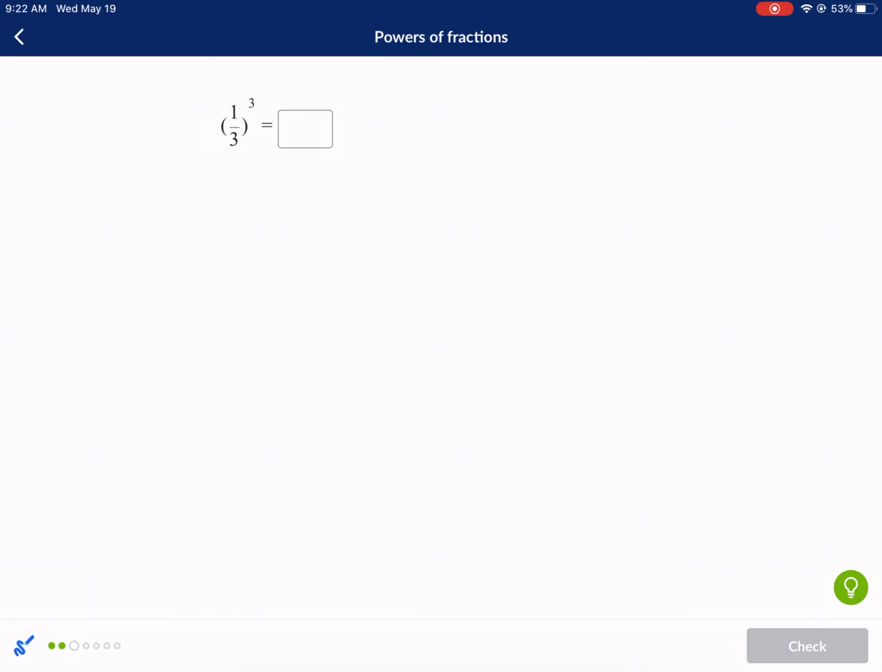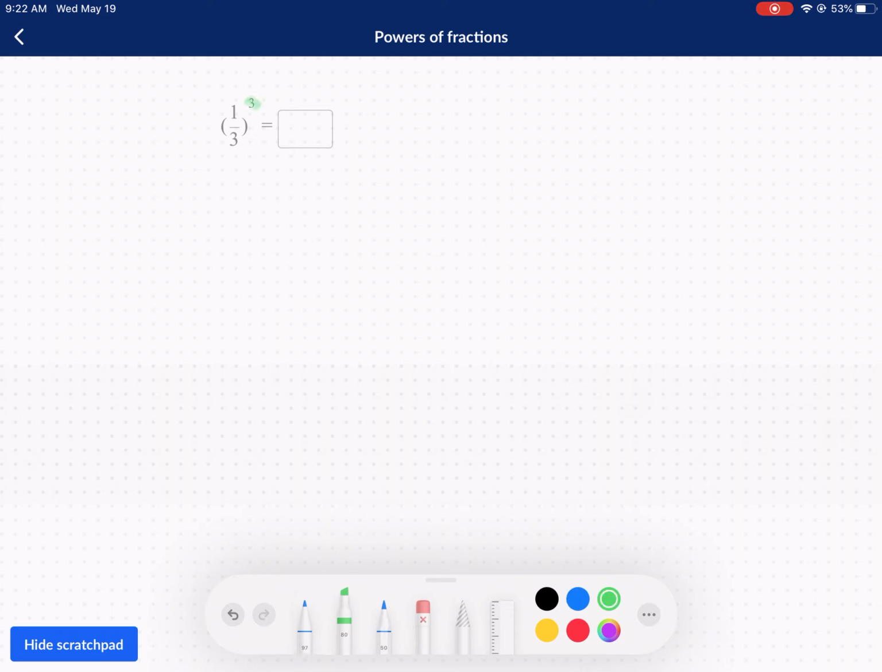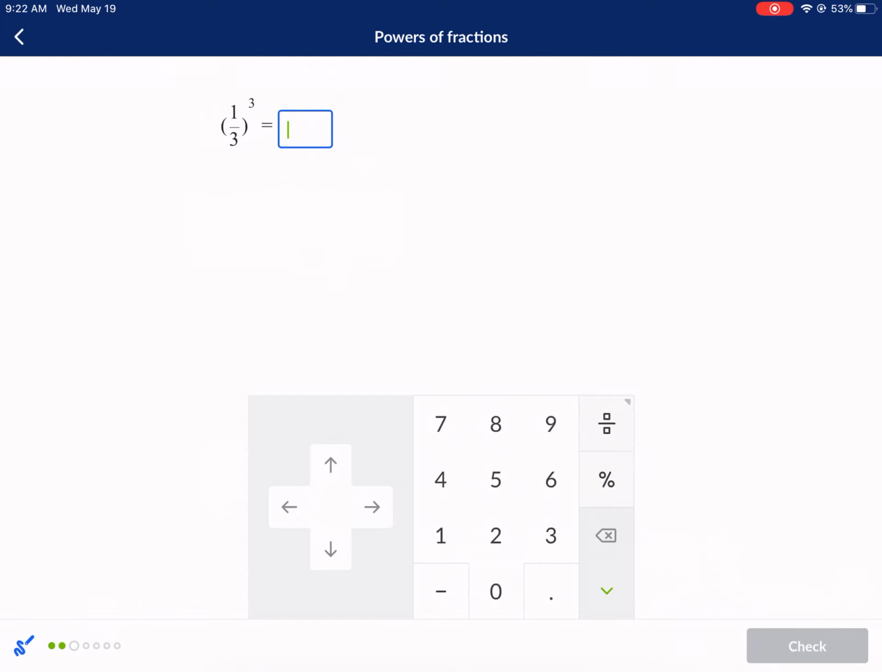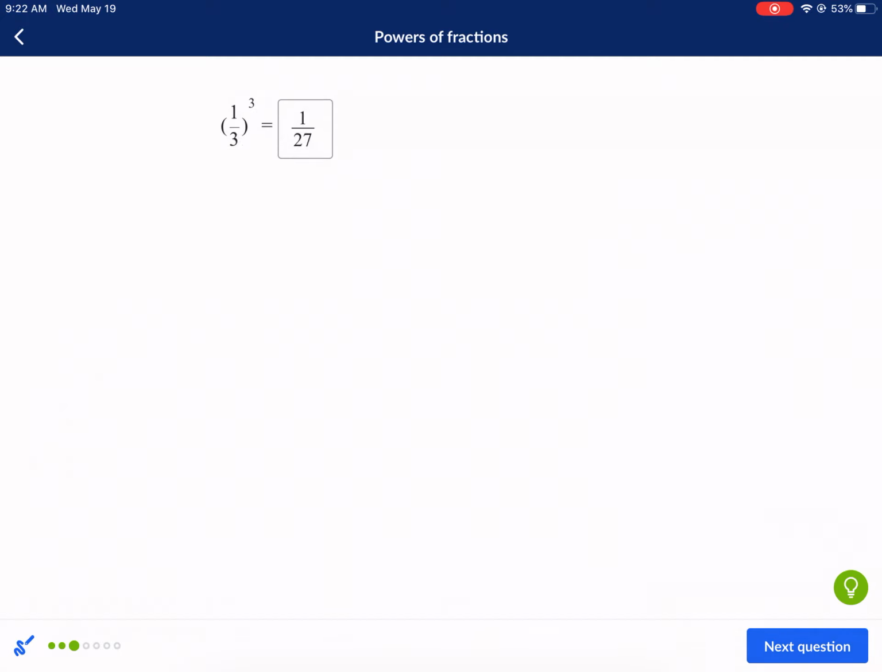This one's pretty simple, but this time it's cubed. Cubed, again, means we multiply it by itself 3 times. So we're going to have 1 times 1 times 1 over 3 times 3 times 3. I'm being a little bit excessive just because I think you get the point. 1 over 27. Bada bing, bada boom. Next question.